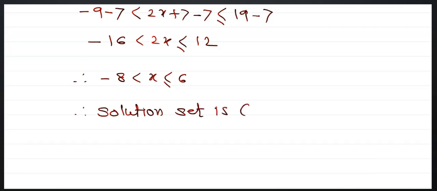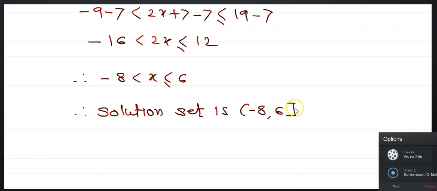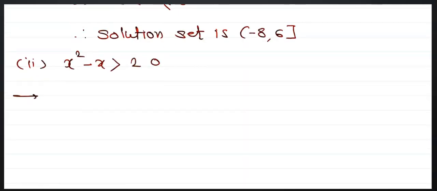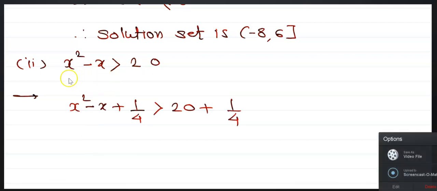Therefore the solution set is minus 8 to 6, a closed interval. Second, x square minus x greater than 20. x square minus x plus 1 upon 4. Now to make this in a perfect square form, this is the middle term. Using this middle term, we can find out the second term.